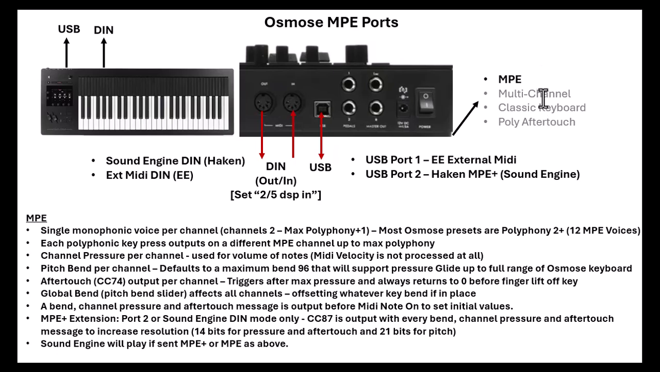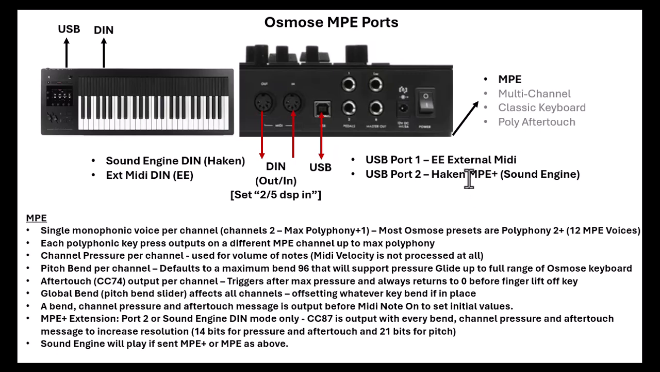As a short recap, the Osmose has either DIN ports, DIN in and out, or a USB port that can be used to record and play back MPE data. Now, the USB port has two virtual ports assigned to it. There's a USB 1 port that's used for setting the Expressive E external MIDI modes: MPE mode, multi-channel mode, classic keyboard mode, and poly aftertouch mode.